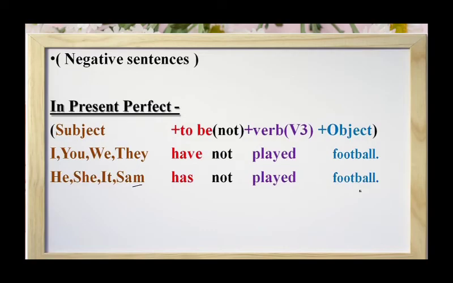Now we talk about negative sentences. Here there is only one change, that is after to be form, that is helping verb, you will use not, and others the same, like I, you, we, they, he, she, it, Sam. We'll use example here I, you, we, they, with them what will we use? Have or not. Just not will be followed after have.